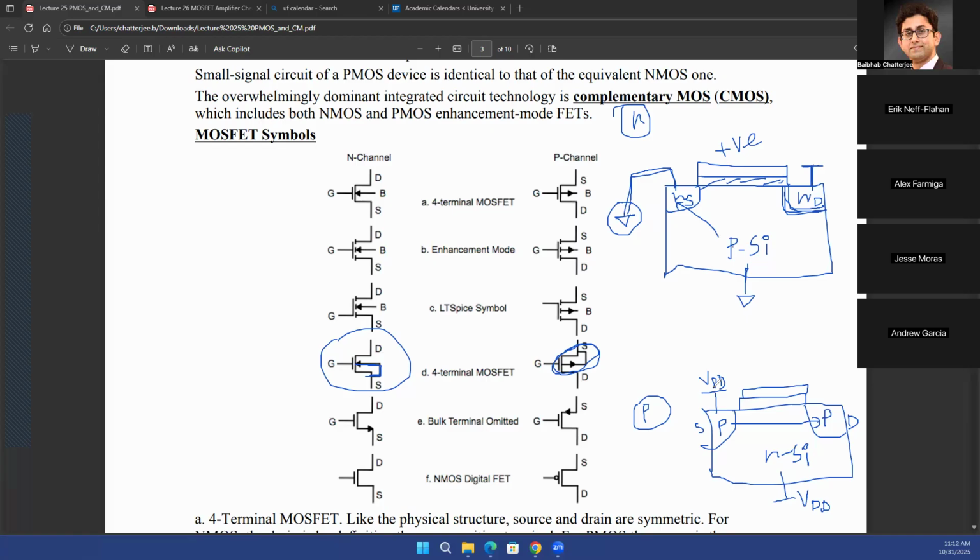Most MOSFETs have their body terminal connected to one of the two already. If the body terminal is connected, then it is not reversible anymore, right? Because if the body terminal is physically connected to either the left or the right, then of course that terminal needs to be the source. Yeah.